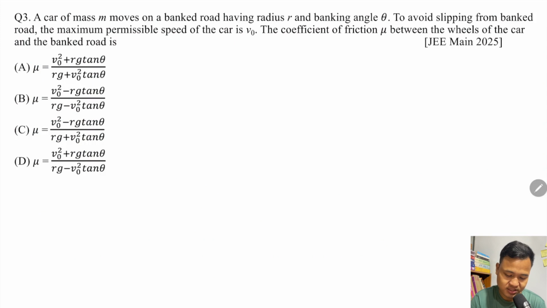A car of mass M moves on a banked road having radius small r, banking angle theta. So to avoid slipping from the banked road, the maximum permissible speed of the car is v naught. Okay, so then the coefficient mu between the wheel.